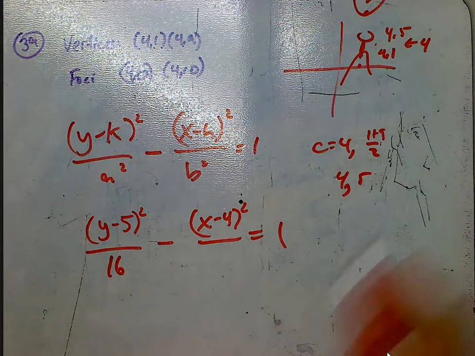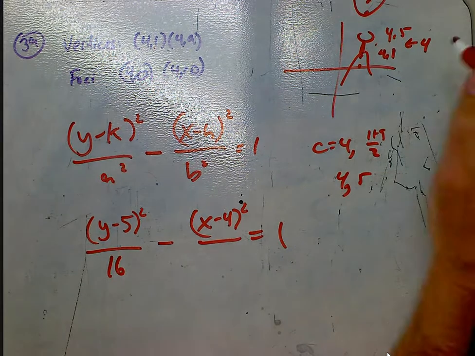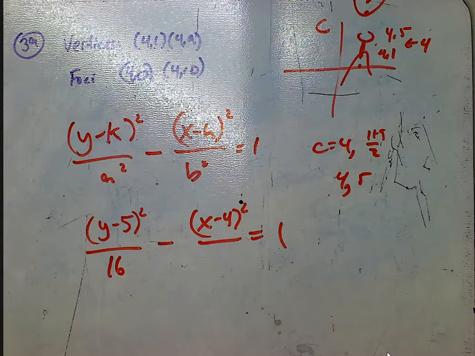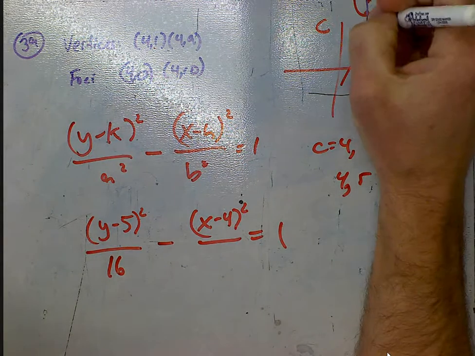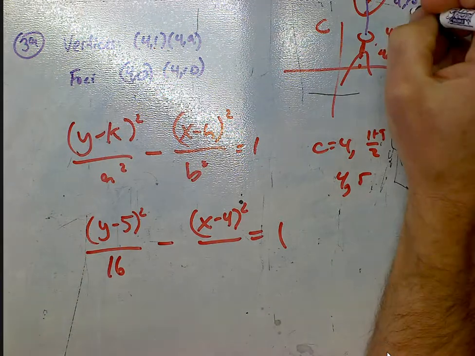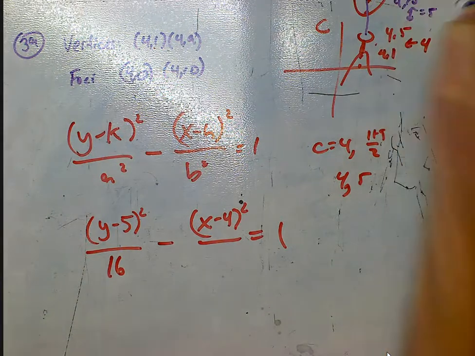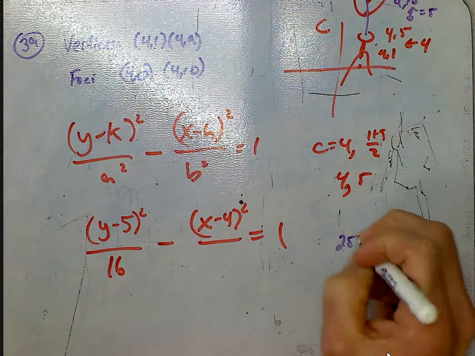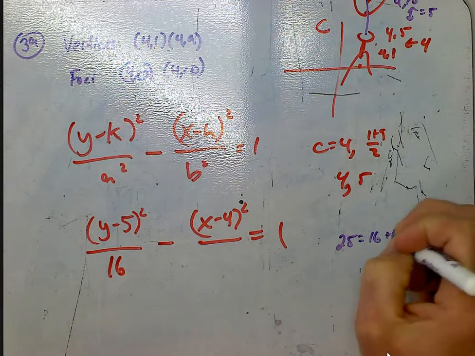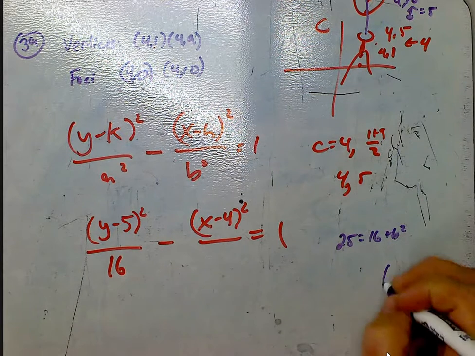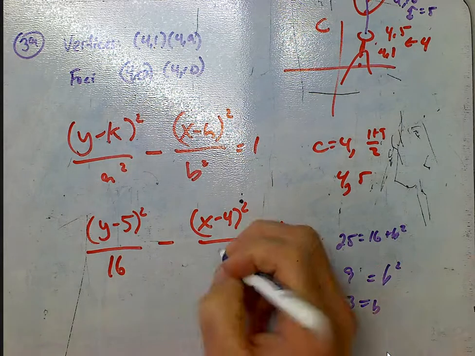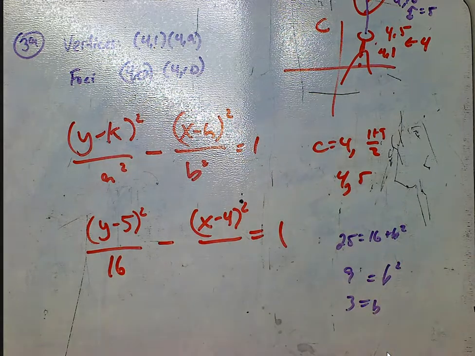Then c is going to be the distance from the foci to the center. So 4, comma 5. The foci is 4, comma 10. So the distance here is 5. So I use c squared, or 25, equals a squared 16 plus b squared. If I subtract 16, b squared is 9, which makes b 3. But we need b squared to go right there. And so it's going to be a 9. And there's how you do number 39.